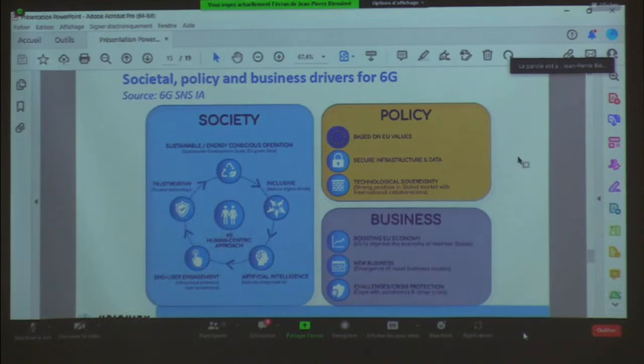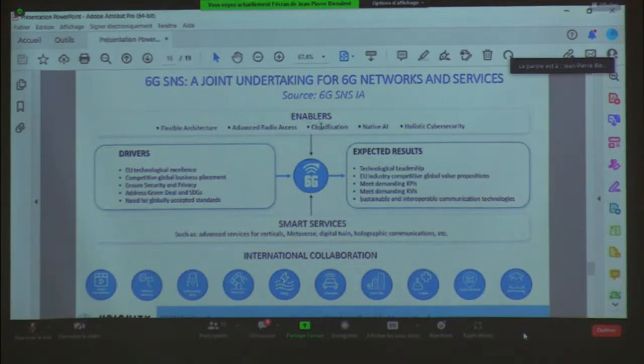Then, in Europe, what are the plans? I will not go into the field of my colleague Jorge Pereira, but the 6G Smart Networks and Services Industry Association and the European Commission are leading the 6G SNS joint undertaking, the SNS JU, with principles on society, policy on EU values, and boosting business and technology sovereignty. Secure infrastructure and data, and a human-centric approach are important. So rapidly, we can say that the enablers will be flexible architecture, advanced radio access, cloud native AI, and holistic cybersecurity, and the expected services such as advanced services for verticals, metaverse, digital twin, and holographic communication.